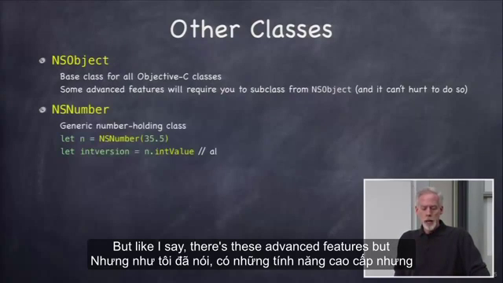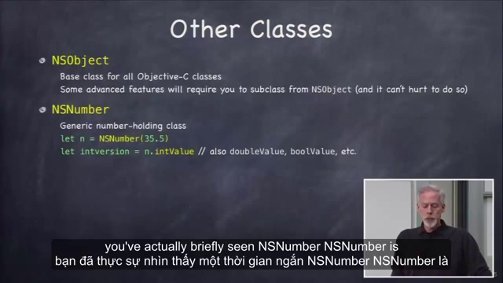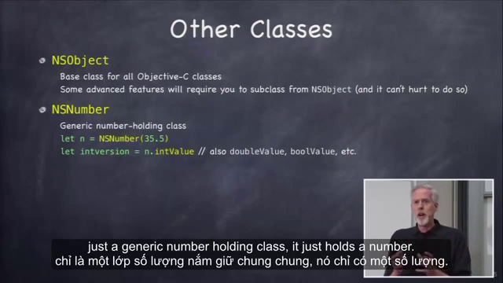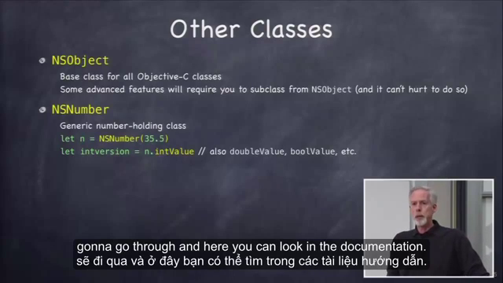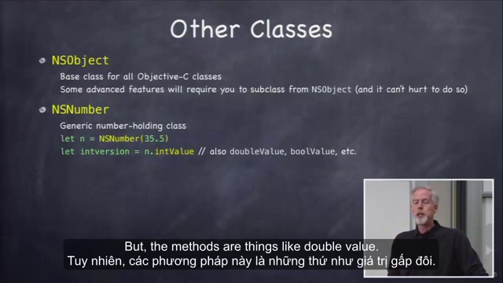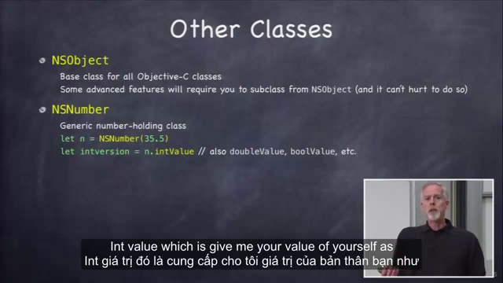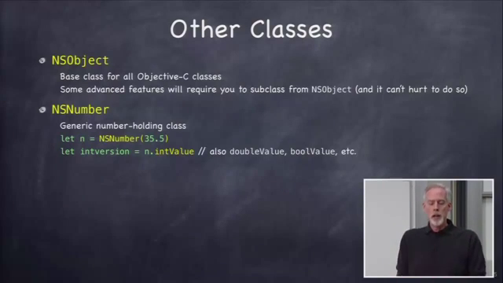But then there's NSNumber. You've actually briefly seen NSNumber. NSNumber is just a generic number-holding class. It just holds a number. That's all it does. And it has a ton of methods on it. I'm not going to go through them here. You can look in the documentation. But the methods are things like doubleValue, intValue, which is, give me the value of yourself as an Int, as a Double, etc.